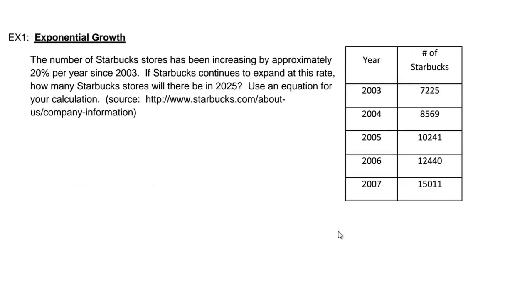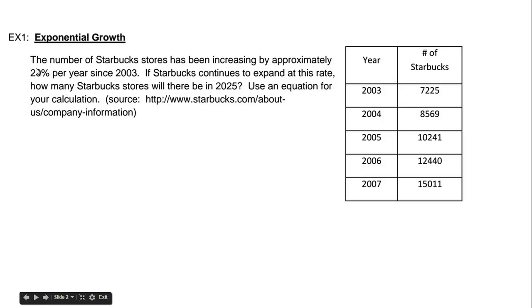So here's a question. This is saying that Starbucks stores are increasing approximately 20% per year since 2003. If Starbucks continues to expand at this rate, how many Starbucks stores would there be in 2025? We're going to use an equation.